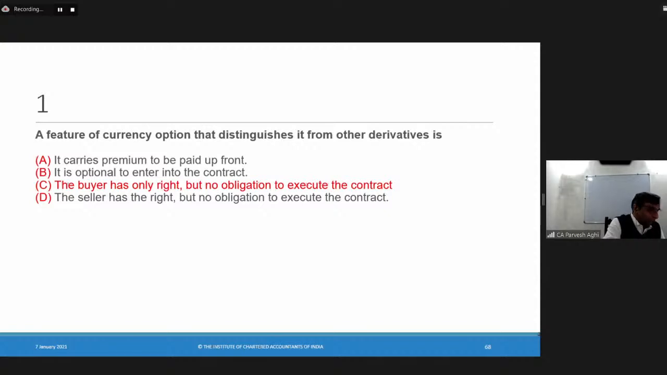Why not D, Sumit? The seller doesn't mean the put buyer. The seller means the writer. The writer doesn't have a right. The right is given only to the call buyer or put buyer. The writer collects a premium and then he is at the mercy of the call buyer or put buyer. So he has all the obligations but no right. His right is only to collect the money when it expires worthless.